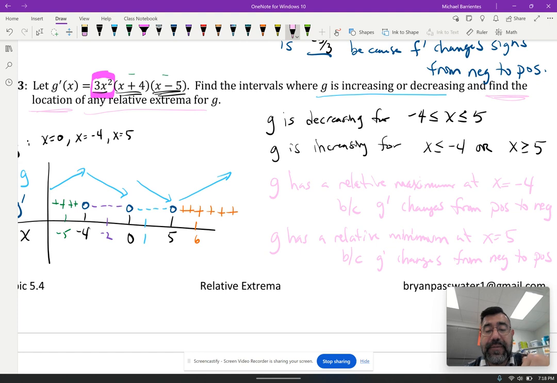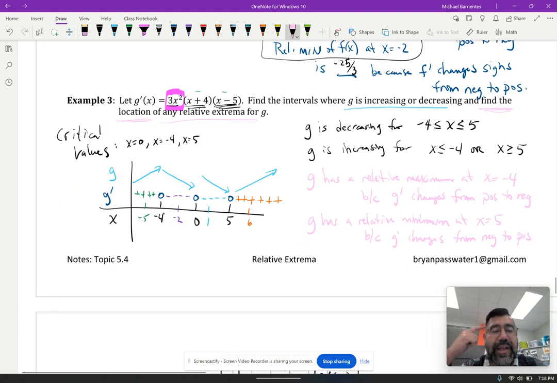If it's going from negative to positive, there's a dip, and therefore that's a relative minimum. They never asked me what it is. They didn't ask me to find the relative extrema. They said find the location of the relative extrema. So that's what we did here when we said at x equals -4, at x equals 5. And that's it. That's example number 3. If you understand the process of finding intervals of increasing and decreasing, the first derivative test for relative extrema is really just using that idea and the sign chart to help us find those hills and valleys. We'll come back, do one with a graph, and then we'll pause.